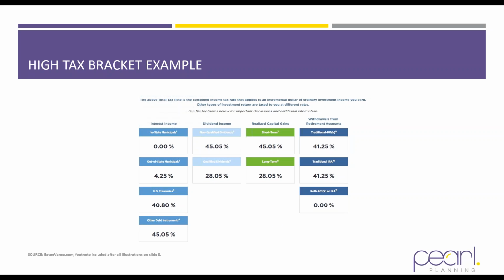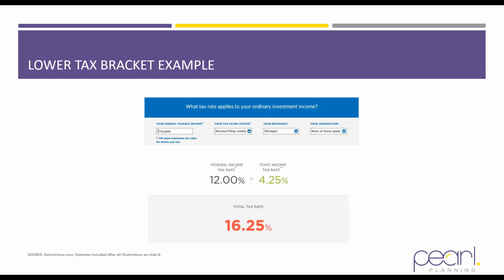So you're all over the board, but those taxes would be relatively high. This is the biggest example for a state of Michigan resident married filing jointly. So then let's look at a comparison. If your family is married, filing jointly, lives in Michigan, but their annual taxable income is $75,000 a year, then the tax rate is around 12% federal plus 4.25% for state, and the total tax rate goes from that 45% down to around 16%.